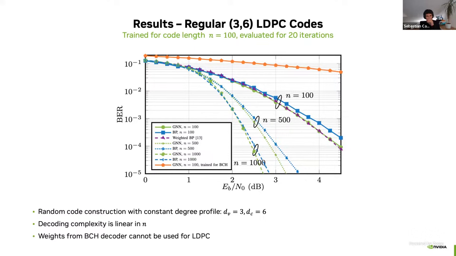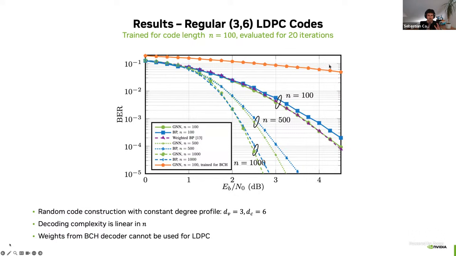All right, and then now let's look a bit more into practical applications, so into LDPC codes. We did one experiment for 3-6 LDPC codes, so regular codes, but not really optimal for BP decoding. But it's easy to change the length here, so we took random code construction, knowing that this is not a super strong code, by the way, and just did the same. For our first experiment, we took the same weights from the BCH codes and applied them to the 3-6 code. And actually it's the orange curve. You see the performance is horrible.